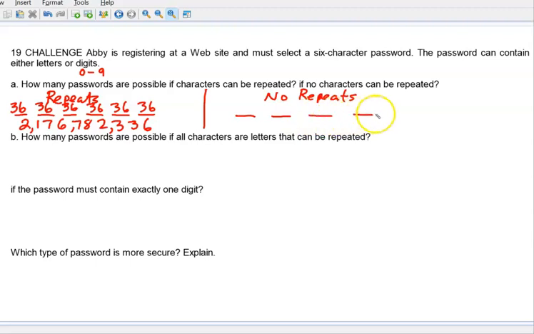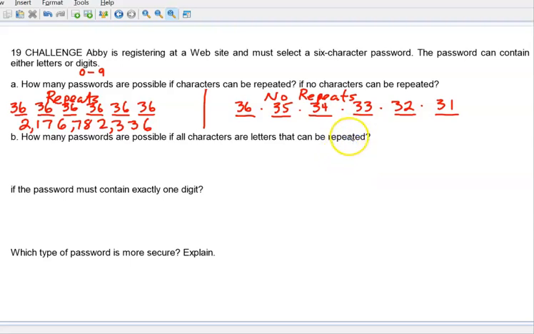Okay, well, what if they cannot be repeated? It's still 6 characters, and we've still got letters or numbers that can be used, but if they can't be repeated, I've got 36 choices for this first slot, but then I only have 35 available for this. They can't be repeated, so I've used 2 characters here. That means I've got 34 remaining for this position, 33 for this, 32 for this, and then finally 31 for this.